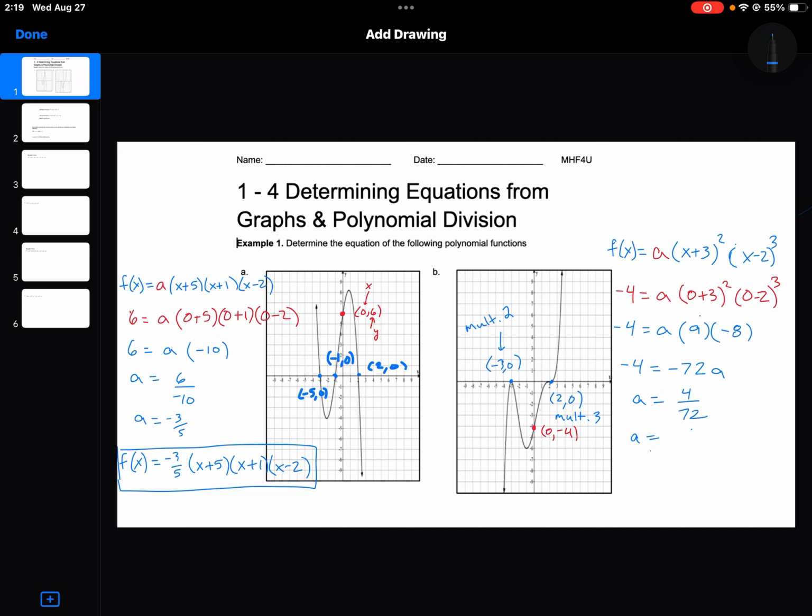By dividing both of those by 4, we can simplify that to 1 over 18, which then lets us write our specific equation here. So 1 over 18, x plus 3 squared, and x minus 2 cubed. And now we found specific equations for the parabolas from graphs.